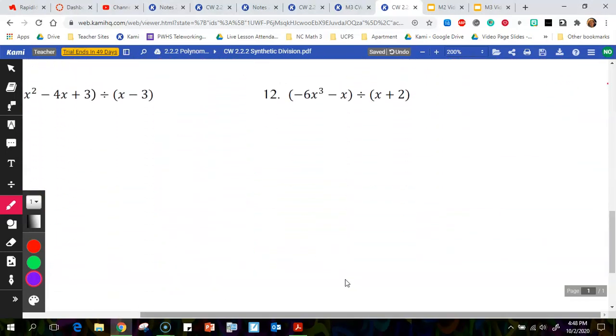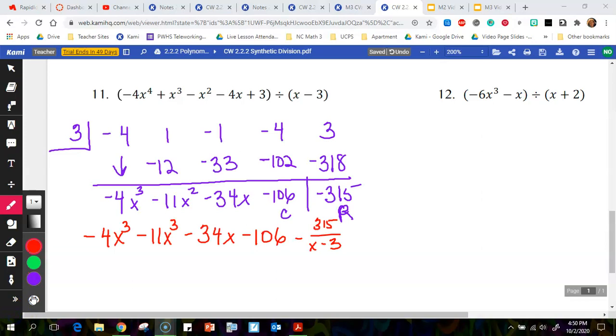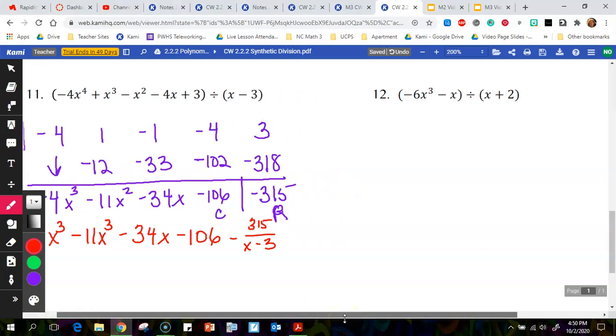If you got it wrong, check your numbers up here in the problem and see what you did wrong. Number 11, let's do the same thing. Let's look and see if there are any placeholders. 4th, 3rd, 2nd, x to the 1st, 3. Nope, there are no placeholders, so pause your video, do this one, and then come back. All right, there you go. So my remainder was negative 315, and to be honest with you, when I check problems, that's all I check, because if you got the remainder right, you had to have done the rest of it right.